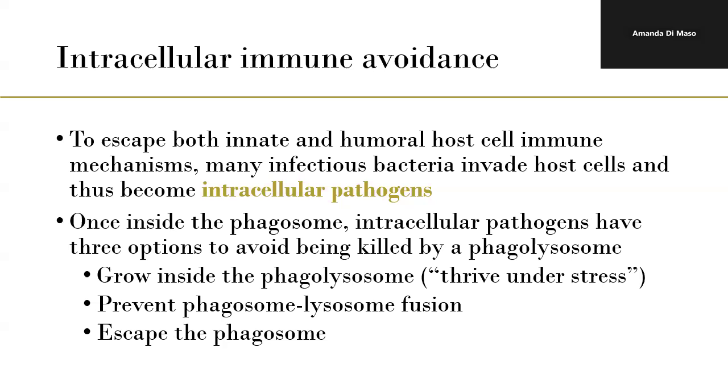One, they can figure out how to grow in there. They can say, your oxidative stress means nothing to me, ha ha ha, and they just live there. Two, they can prevent the lysosome from fusing with the phagosome. So the phagosome is not a hostile environment. It just takes in the bacteria with some extracellular fluid around it. So that's just kind of nice. But it's the fusion with the lysosome that introduces the oxidative burst and the toxic enzymes and all of that.